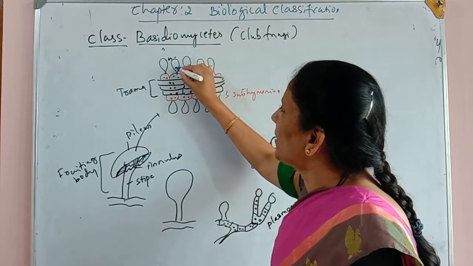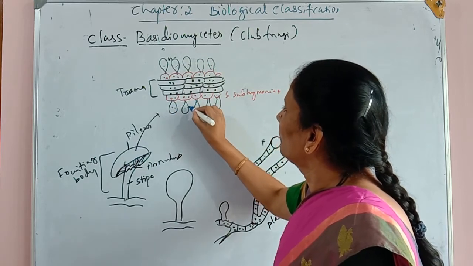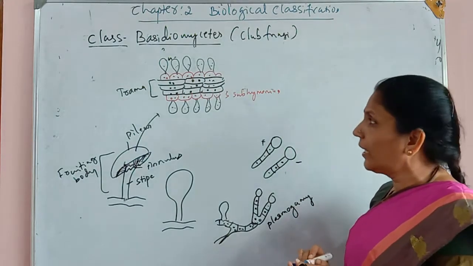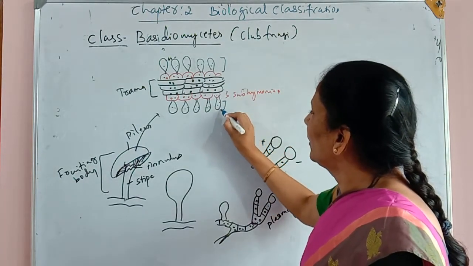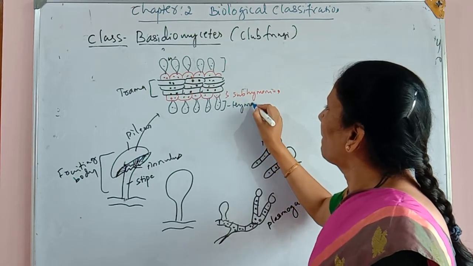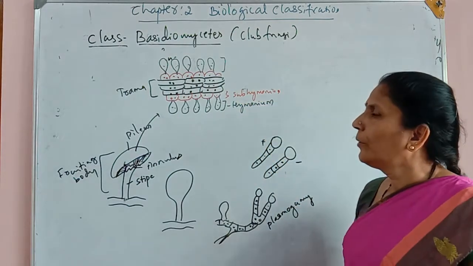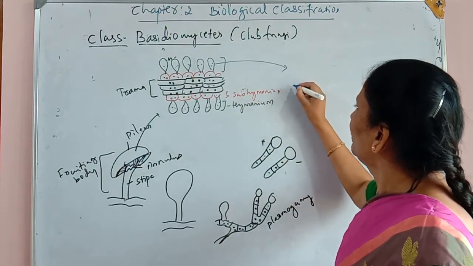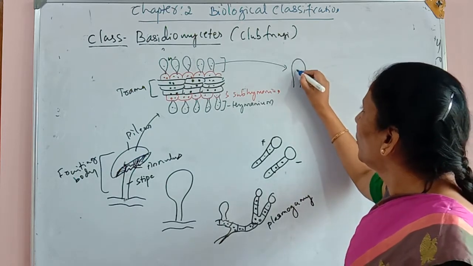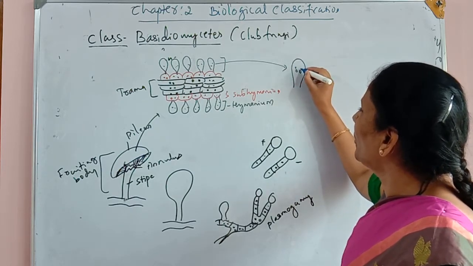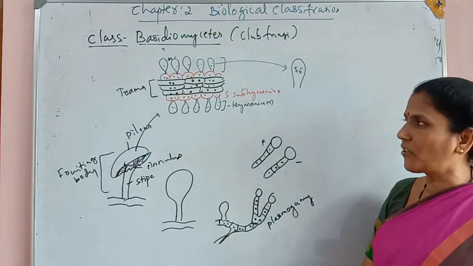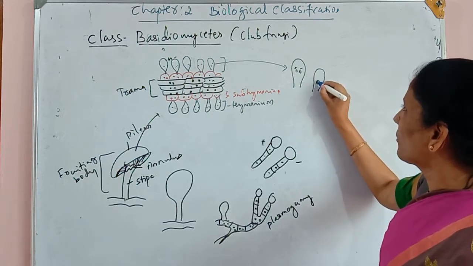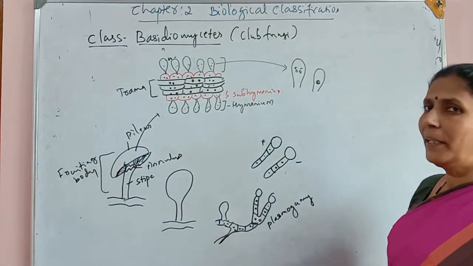And they are called the basidium with two nuclei. Each basidium has two nuclei, and this zone is called the hymenium. When we enlarge and observe the single basidium, this is the single basidium with two nuclei of two different charge, one plus charge and one minus charge. When these two nuclei fuse, a diploid nucleus is formed, which we call the karyogamy.